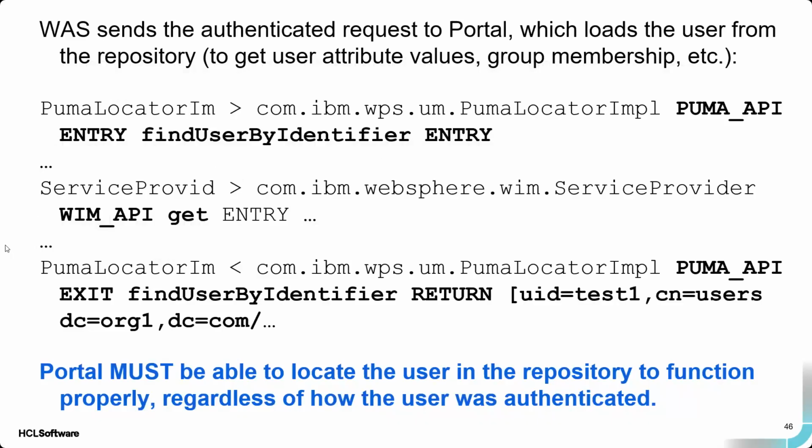Portal needs to be able to locate the user in the user repository. It needs to be able to load attributes of the user. It needs to be able to resolve group membership for the user. It needs to do those things to do all of the authorization functionality we talked about earlier, and for any personalization work that's dependent on user attributes. But it is a fundamental concept for digital experience that we be able to locate the user in the repository.